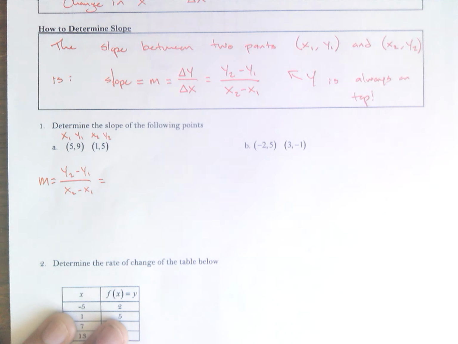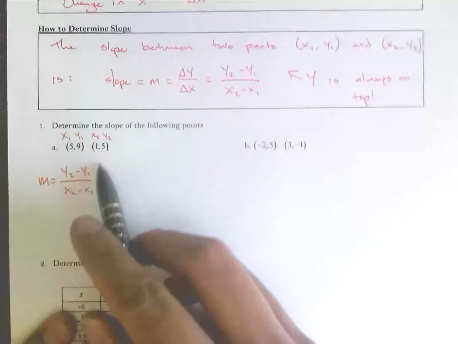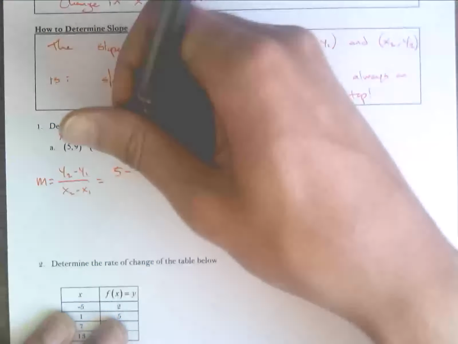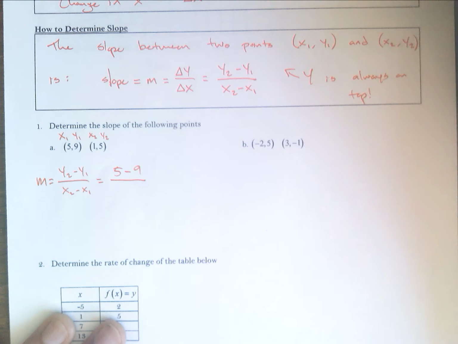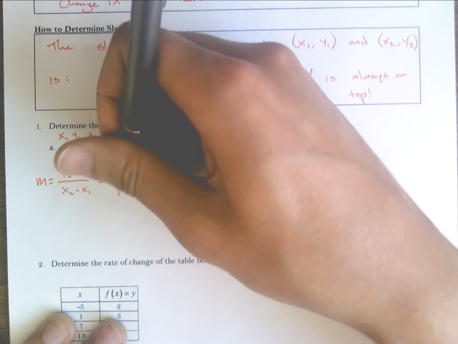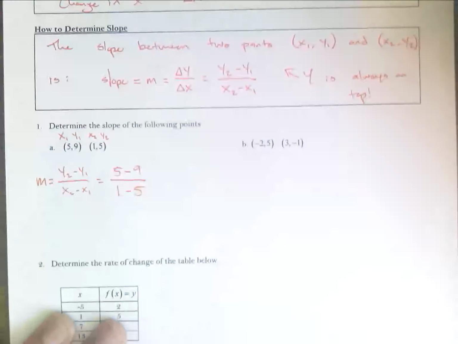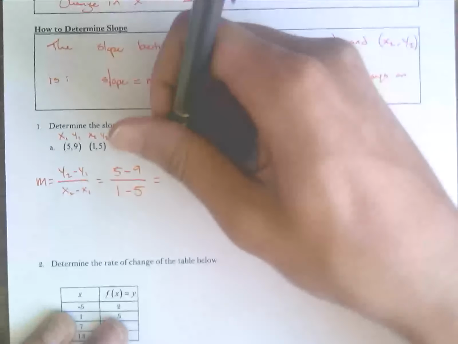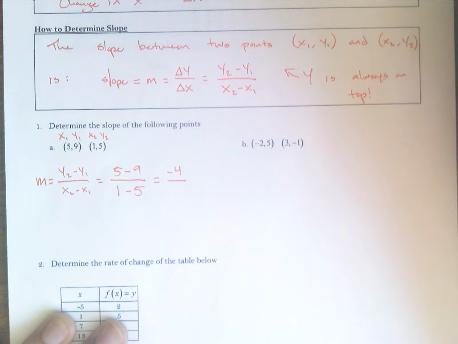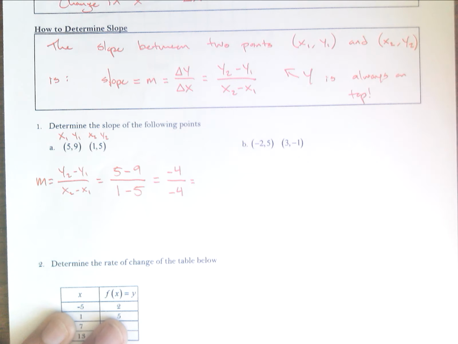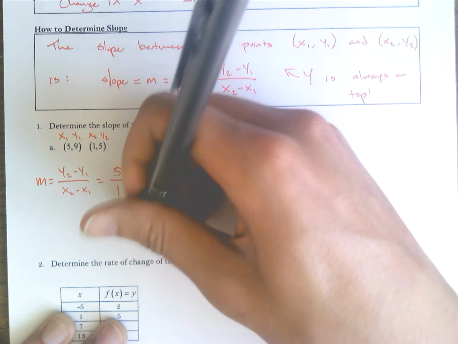And now it's just plugging in what we know. Well, y2 is 5 minus y1 is 9 over x2 is 1 and x1 is 5, so minus 5. All right, and now we can evaluate. We have in the numerator 5 minus 9 is negative 4. And in the denominator, 1 minus 5 is also negative 4. Well, negative 4 over negative 4 reduces to 1. So then we can say our slope m equals 1.